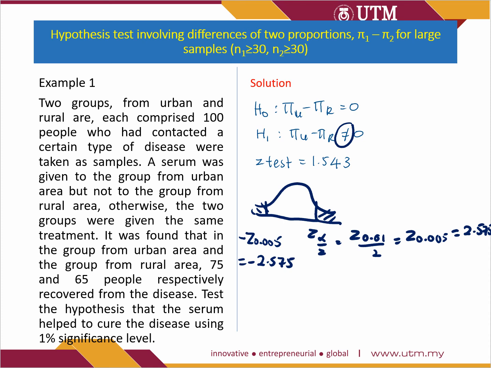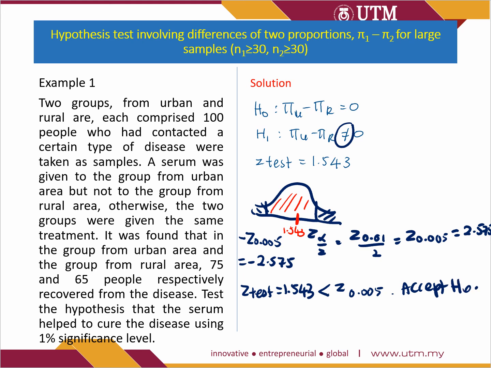So here you can see that the z-test value 1.543 lies in the acceptance region. So since the z-test equal to 1.543 is less than Z 0.005, then we can say that we accept H naught.